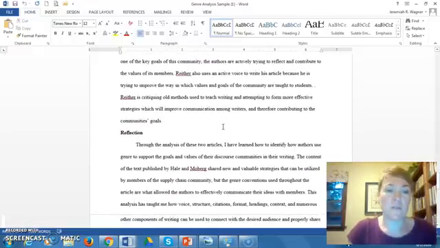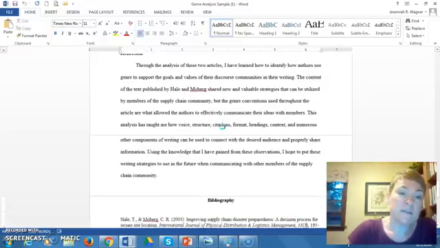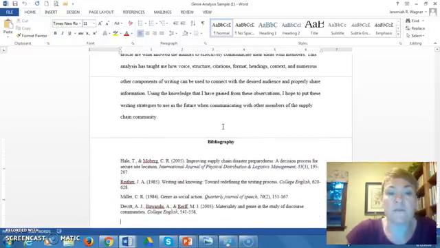And then you can see that the third section ends with this reflection section, which can be fairly short. One paragraph is fine. In this reflection, you're just talking about what you've learned through your process of looking at these two different articles. And then you can see there should be a bibliography here. So there should be a works cited page listing the articles that you used, using the proper format.